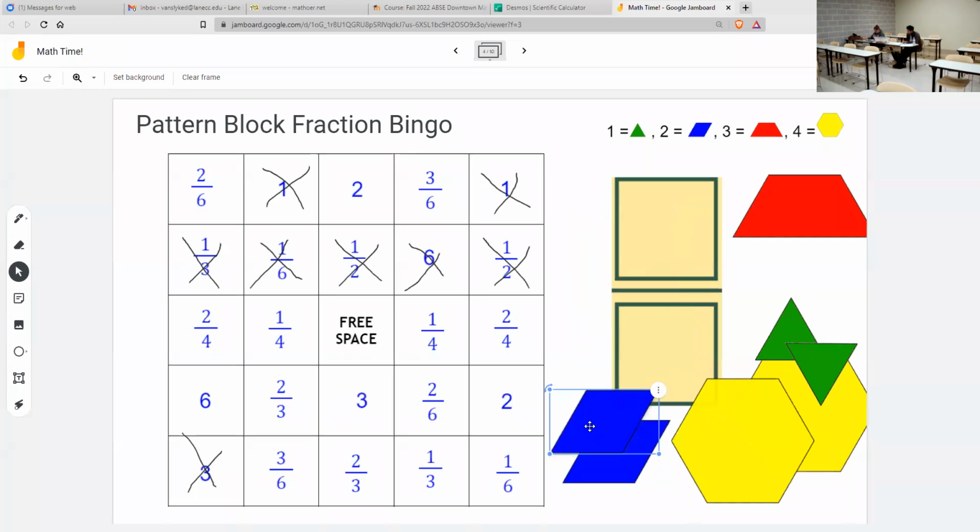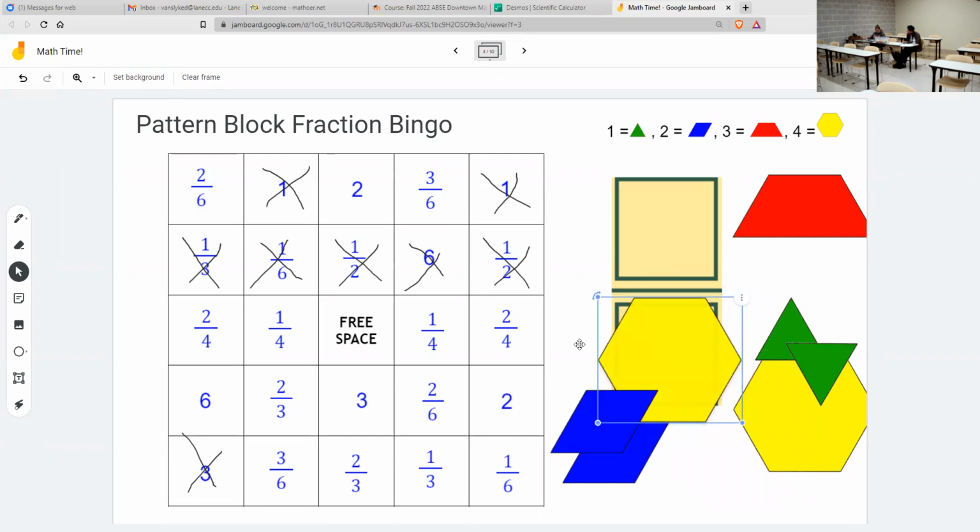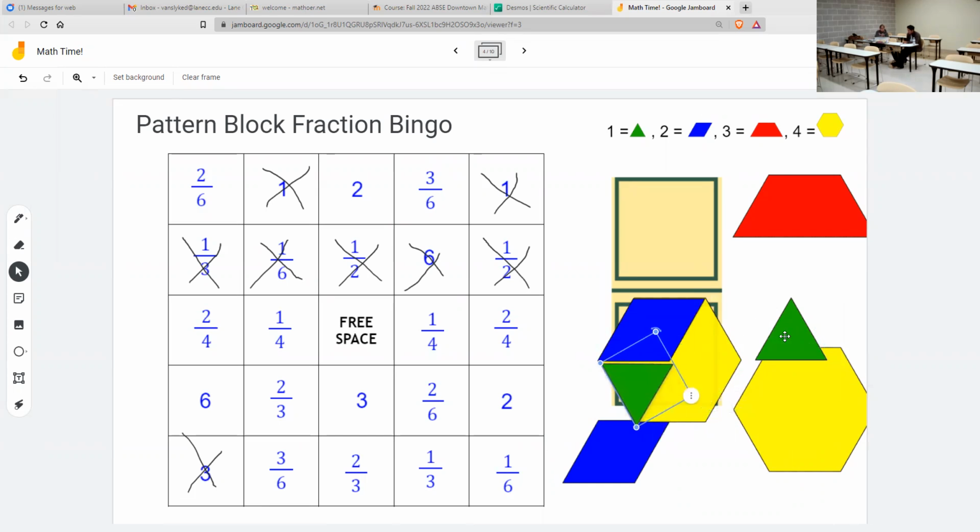No. But I can use 2/6. So you're doing a blue and a yellow to make 2/6, because each one of these pieces is a 6, and you have 2 of them.